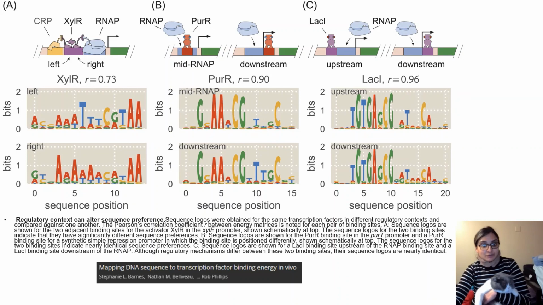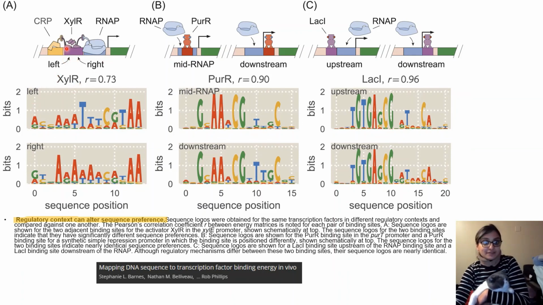So the idea is that regulatory context can alter the sequence preferences. Different transcription factors bind to different sequence logos, but even the same transcription factor could potentially, like PURR or LAC1 here. LAC1 is this purple one here, PURR is this orange one here, and XYLR here. The same protein can bind to different regulatory sequences, to different binding sites, based on the context.